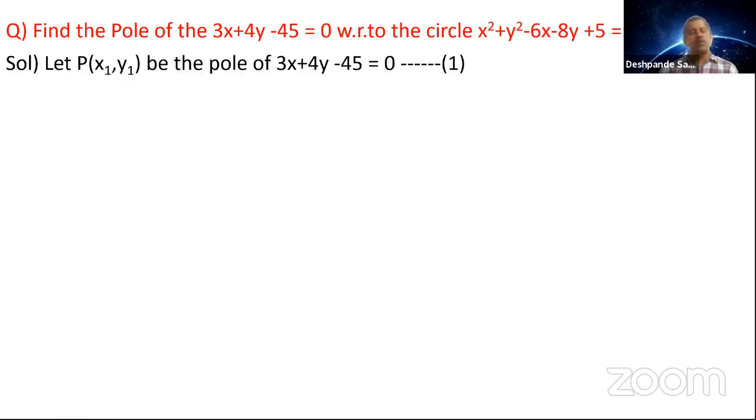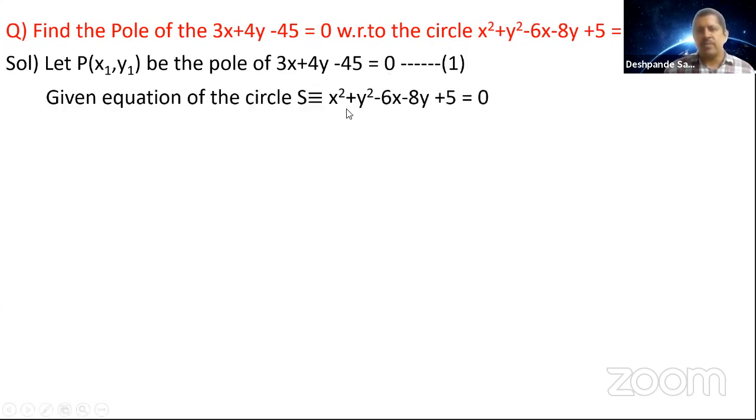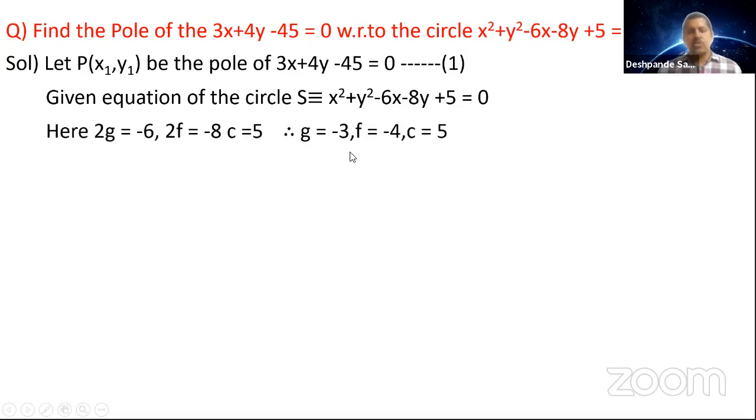So let us do it like this. Let P(x1, y1) be the pole of the line 3x plus 4y minus 45 is equal to 0. The circle equation is given: x square plus y square minus 6x minus 8y plus 5 is equal to 0. So from this you get the values of g, f and c. 2g is equal to minus 6, 2f is equal to minus 8 and c is equal to 5. So g value is minus 3, f value is minus 4, c value is 5. No need of finding the center here, not required, right?